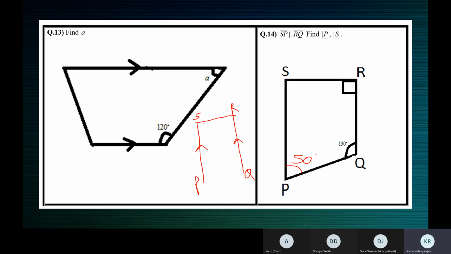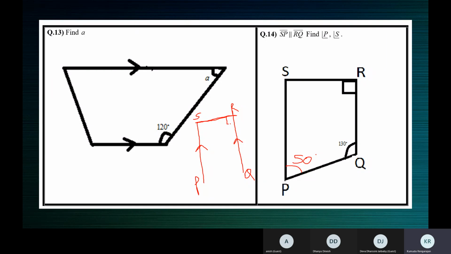And which is the transversal here? PQ, ma'am. We finished that. We took PQ as a transversal and we found angle P, 50 degrees. Now we have to take SR as a transversal.